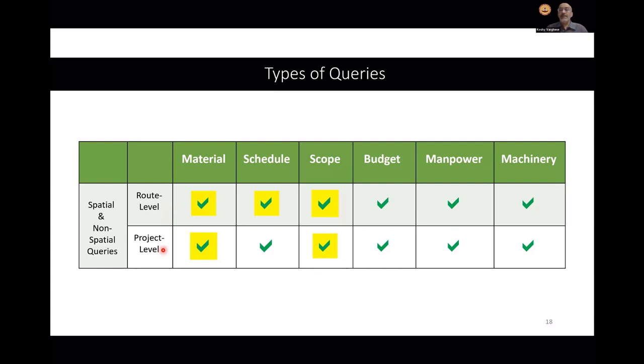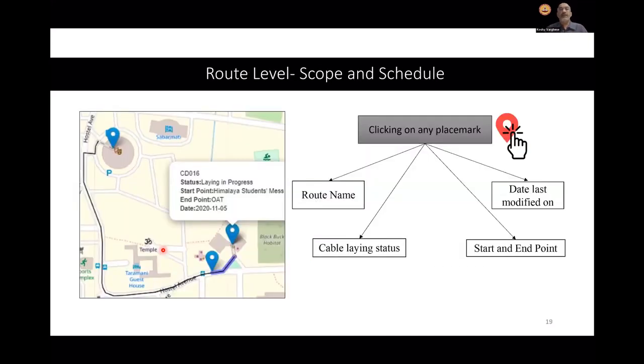So let me just illustrate some of these queries. So here is an example of a route level query where I could click on a particular route and then find actually what is the actual scope of the route and how much work has actually been completed. We could get the name of the route, the cable laying status, when was it last updated, what is the start point, end point.